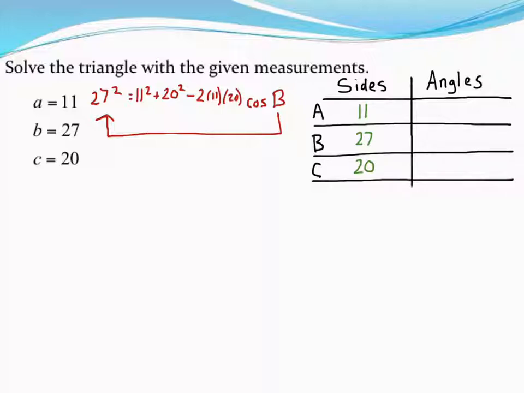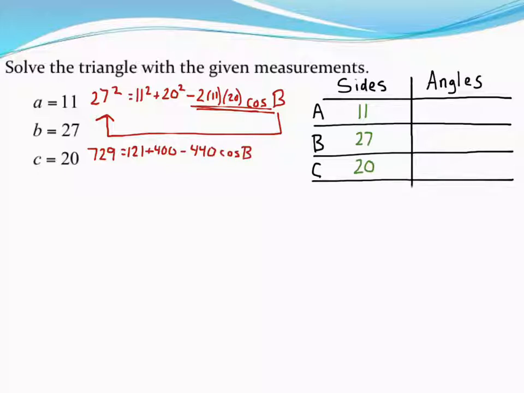Now, solving this can be a little bit tricky depending on how you try to do it, so I'm going to go step by step and show you what I do. First thing is I square all these pieces. So 729 equals 121 plus 400. And now the key is to remember this is one single term over here. I can't separate these pieces. So I'm going to do all that multiplication. That's negative 440, but then cosine B is still attached to that.